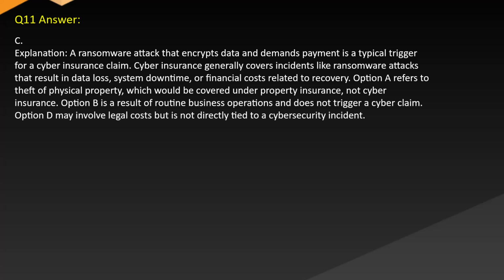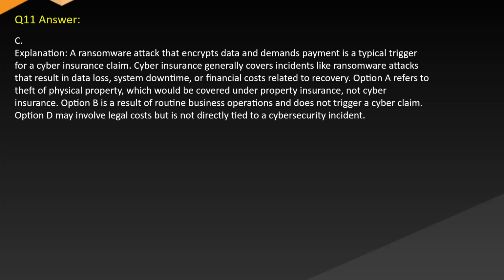Answer C. Explanation. A ransomware attack that encrypts data and demands payment is a typical trigger for a cyber insurance claim. Cyber insurance generally covers incidents like ransomware attacks that result in data loss, system downtime, or financial costs related to recovery. Option A refers to theft of physical property, which would be covered under property insurance, not cyber insurance.